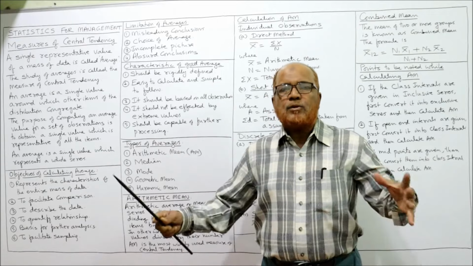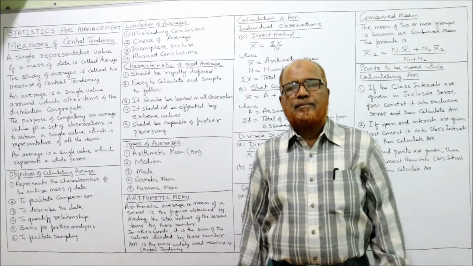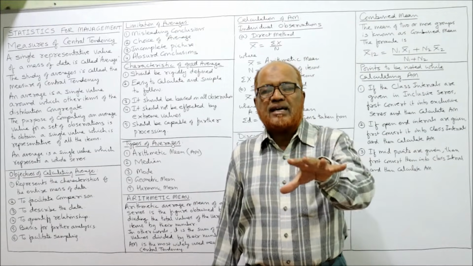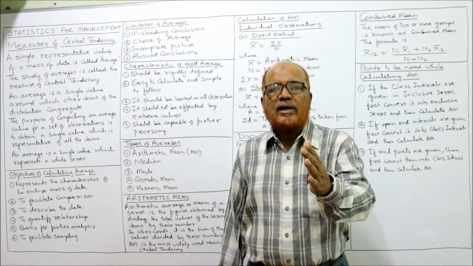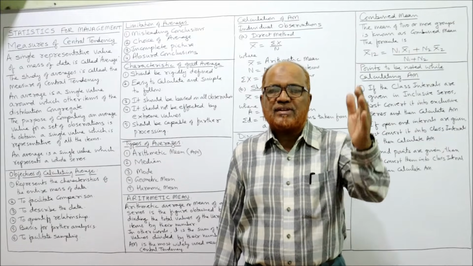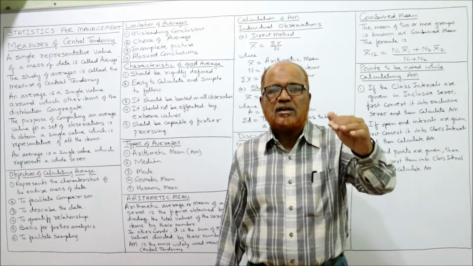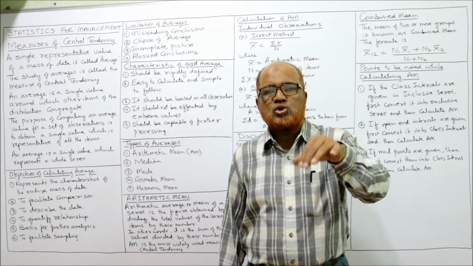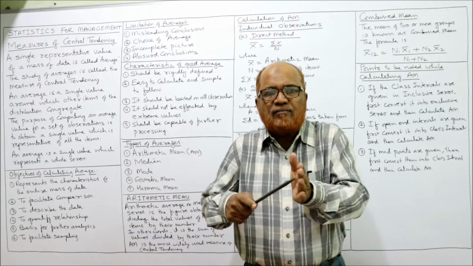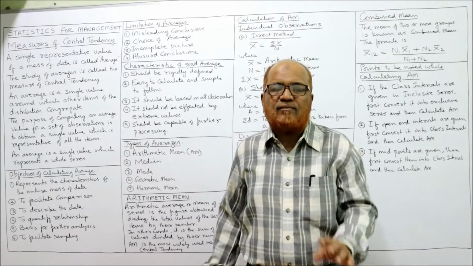Example, suppose some 10 students are there. All the 10 students have written the examination. Every student got different marks. First student got 40 marks. Second student got 50 marks. Third student got 20 marks. Fourth student got 80 marks. Like that, different marks are scored by 10 different students.